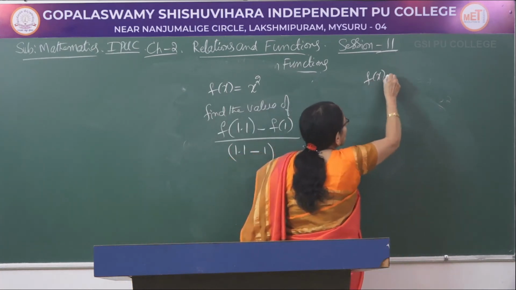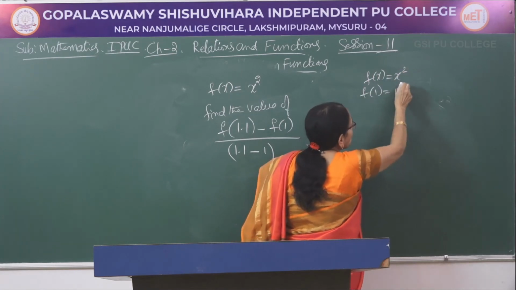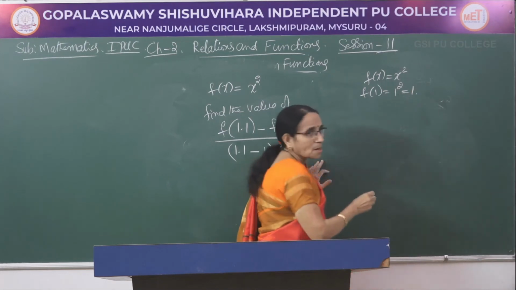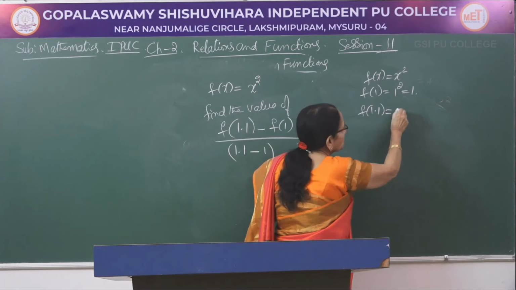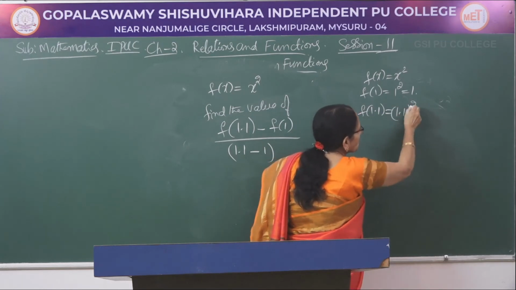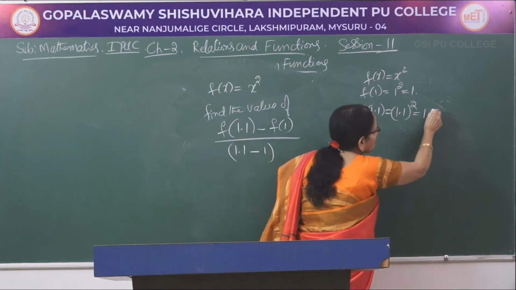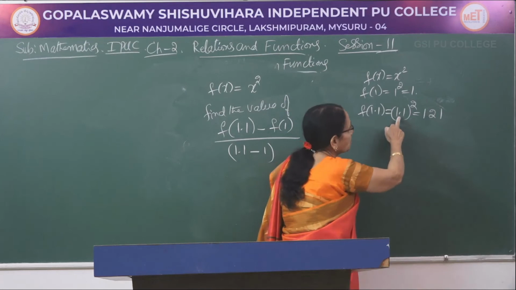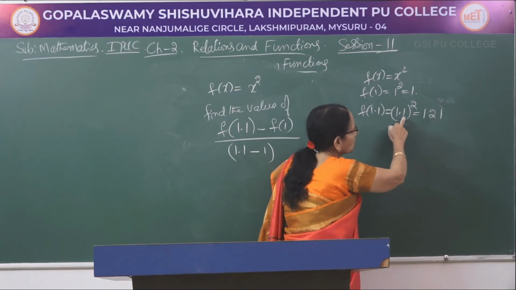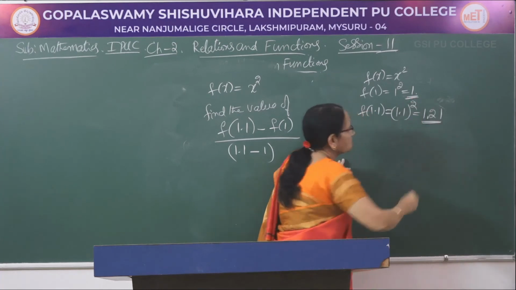f of x is equal to x square. Therefore, f of 1 is equal to 1 square, that is 1. Now, f of 1.1 is 1.1 the whole square. The number is 11, and what is 11 square? 121. How do you mark the decimal point? After the decimal point 1 and another 1, so it becomes 1.21.